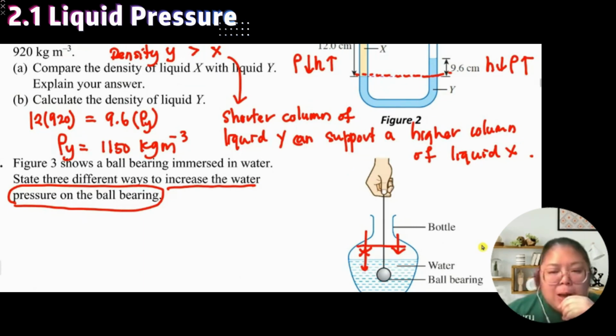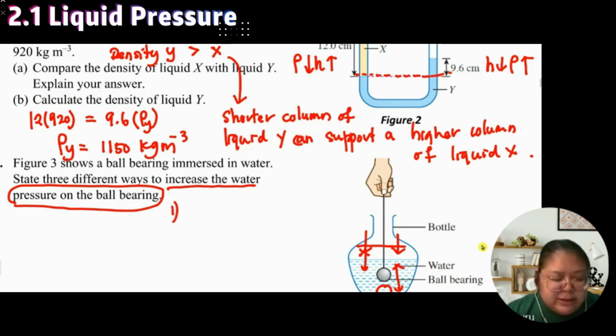Number 2, I put the ball bearing down a bit, until the bottom. So the depth has increased. Third one, you cannot say you change the water. The question never says you want to change something. They just say how to make it. You want to add something, but you cannot change the whole thing. You cannot say, oh, I take out the water, then I put in mercury. Sure, it would be different, but in this situation you can only add.